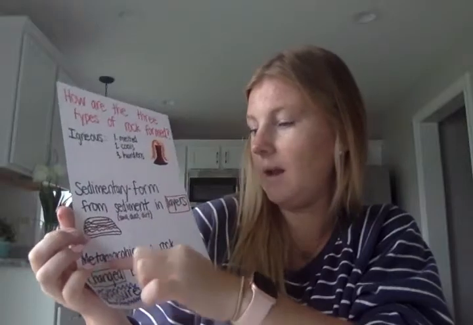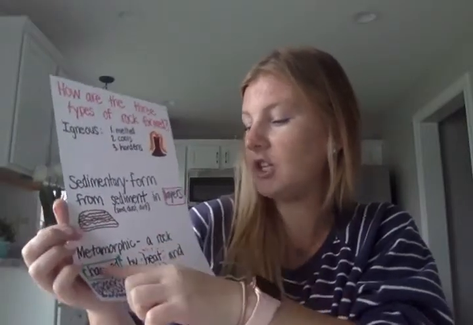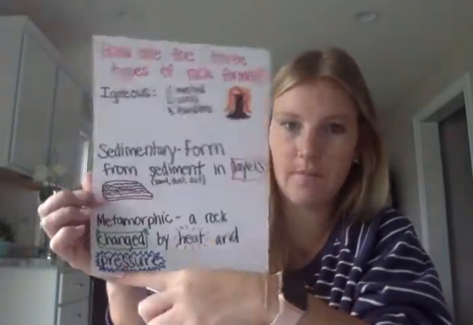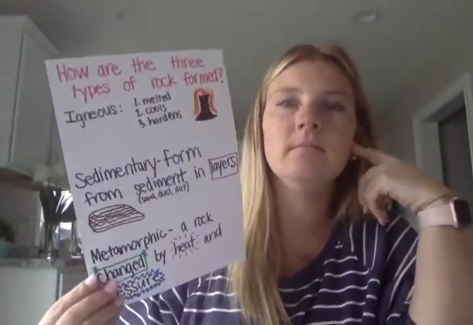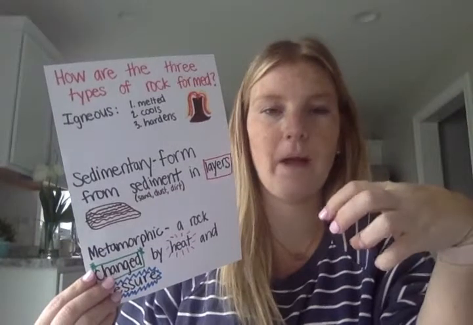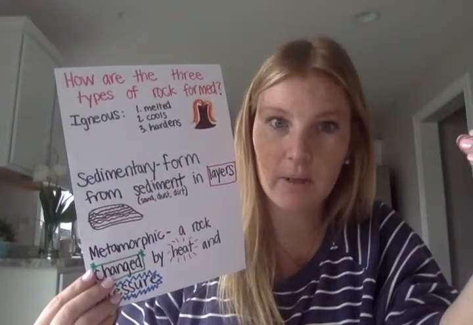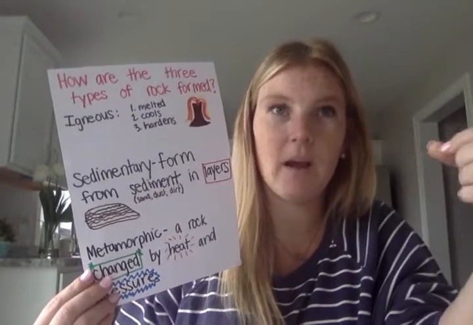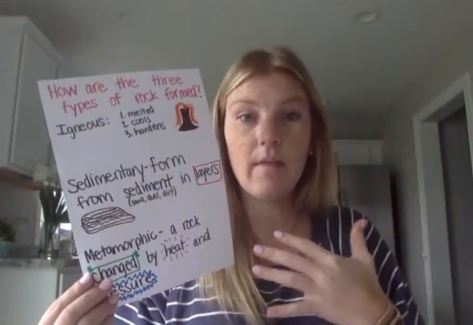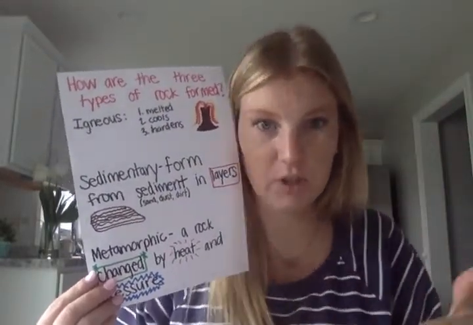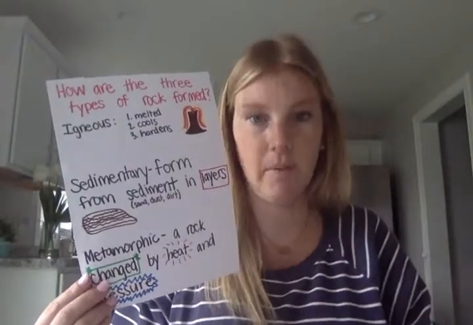And then here, metamorphic. This is a rock changed by heat and pressure. So think about when we've talked about, I guess we as a group haven't, but hopefully many of you have read The Very Hungry Caterpillar. And you know that caterpillars go into a cocoon and then they go through metamorphosis, which is the act of changing, and they come out as a butterfly.